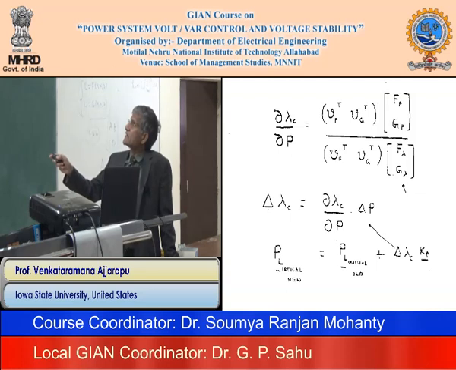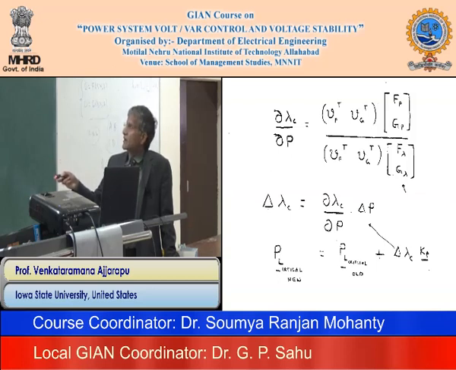So once I get this, for a given change delta P, what is the delta lambda C? Delta lambda C is basically this partial derivative times delta P. So if I change this much, and I know this, lambda will change this much.